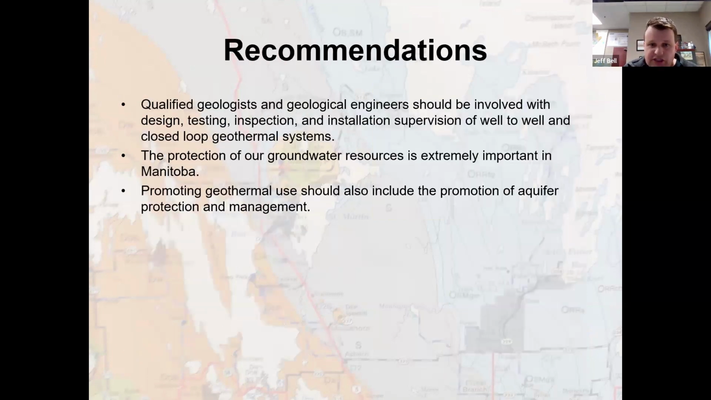So recommendations: the geology in Manitoba is complicated enough that you can get yourself in some real trouble very quickly if you have not investigated the geology ahead of time. So in checking these things and having a good thorough understanding of these things, flow rates, water levels, flowing conditions, the type of geology you're going to run into, these things all can be determined ahead of time. And the protection of our groundwater resources is really important that we carry through with those types of investigations first. We like to promote the use of geothermal energy, but it certainly should come with the promotion of good aquifer protection and management as well.